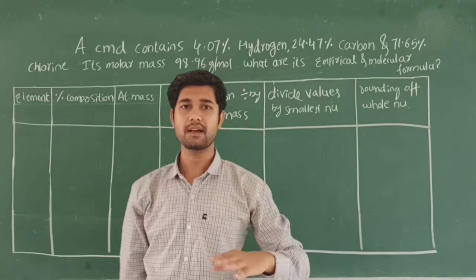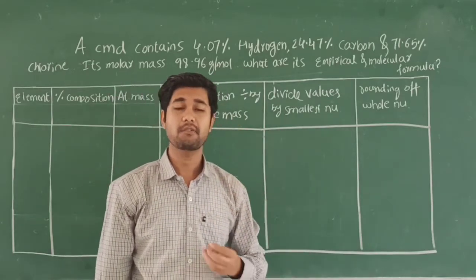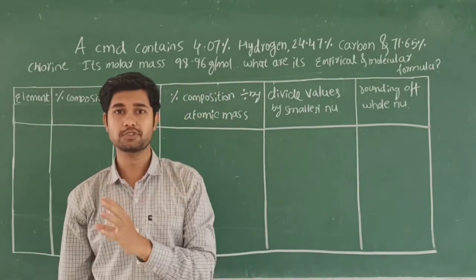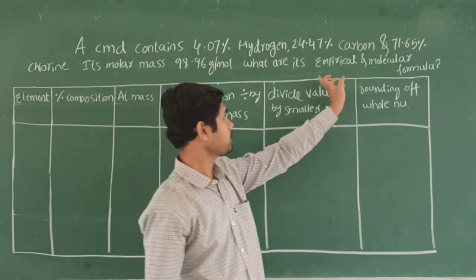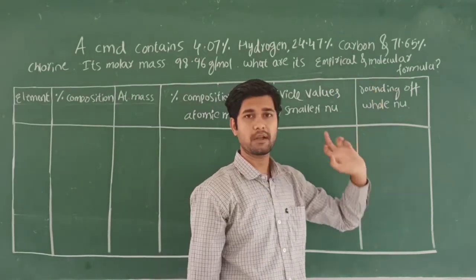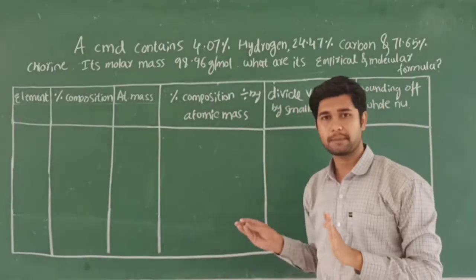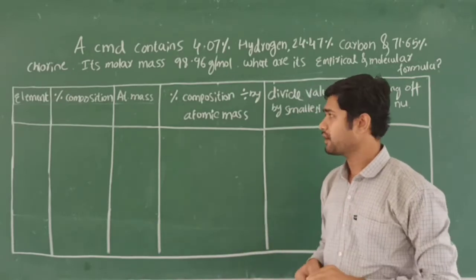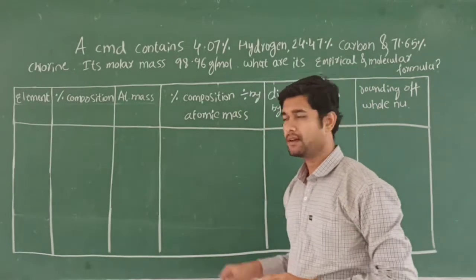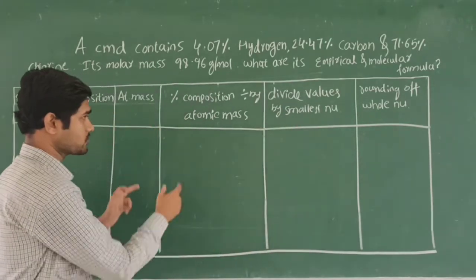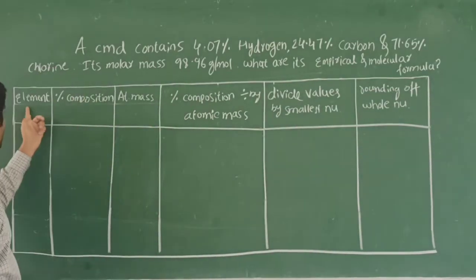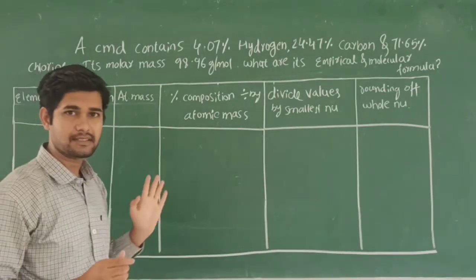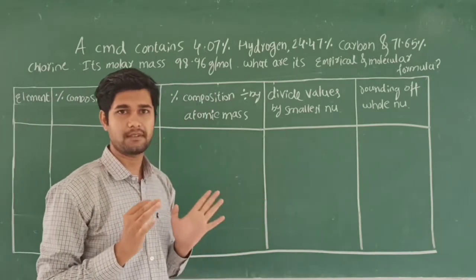When the individual elements are given with their respective percentage composition, what do we have to do? We have to calculate this empirical and molecular formula, and this is the way I am going to represent it in a very simple manner. So what should we do here? We make it like a chart like this. So we should find out the elements. This is the simplest way.